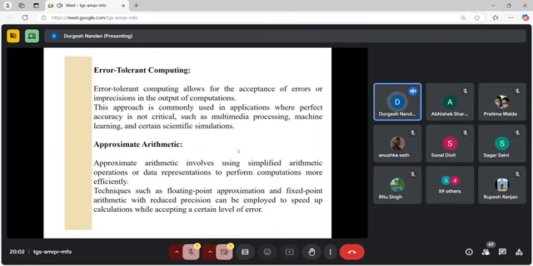And if we talk about approximate arithmetic, the first one is fixed point arithmetic, and another one is floating point arithmetic. So basically, the techniques we use are floating point approximation and fixed point arithmetic with reduced precision.